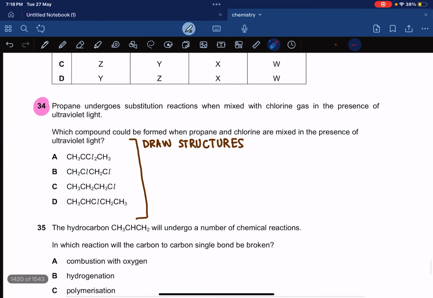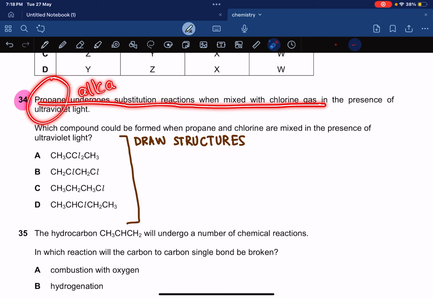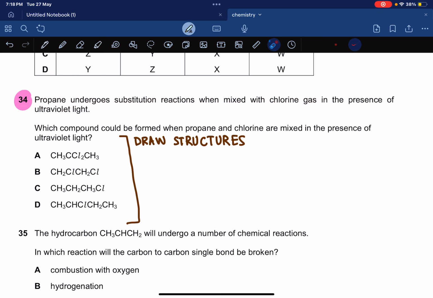Moving on to this question, which I guess was found really tricky. Propane undergoes substitution reactions when mixed with chlorine gas. Okay, we know that propane is an alkane, and alkanes are going to undergo substitution when you mix them with chlorine, because chlorine is going to replace a hydrogen. Then, in the presence of UV light, why? Because UV light provides the activation energy for this reaction to take place.